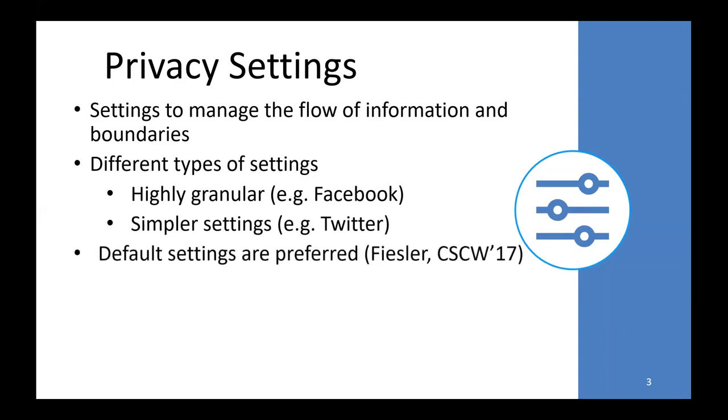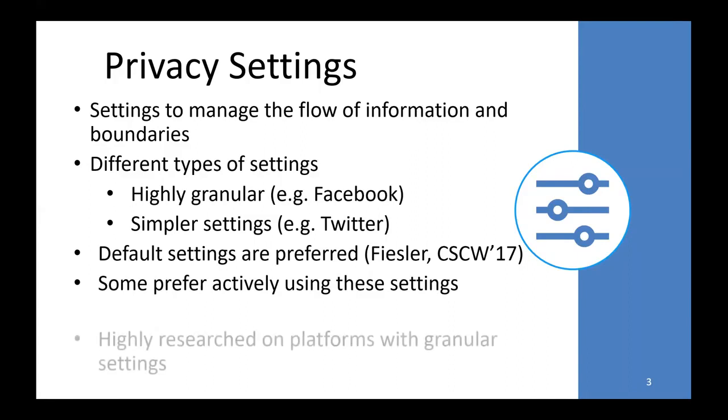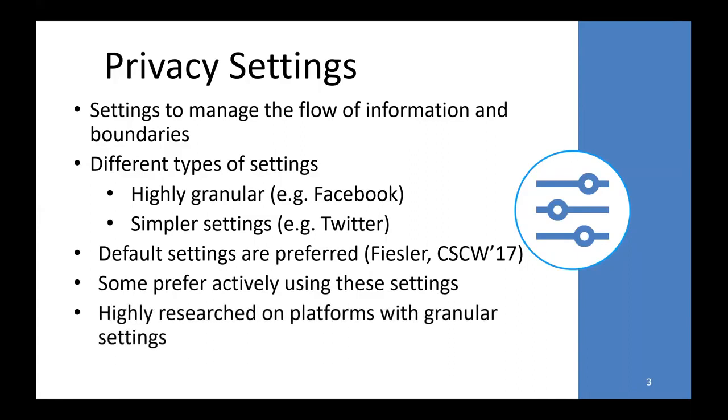Users mostly keep the default settings provided by the platforms or employ a set-it-and-forget-it approach, where they configure these settings once at account creation. However, there is also a group of people who actively utilize these settings to manage the flow of their information. There is a significant body of research around how people use privacy settings on platforms like Facebook with highly granular settings, but not as much on platforms with simpler ones. In this work, we focus on Twitter, where these settings are simpler, and we investigate the privacy settings switching behavior.